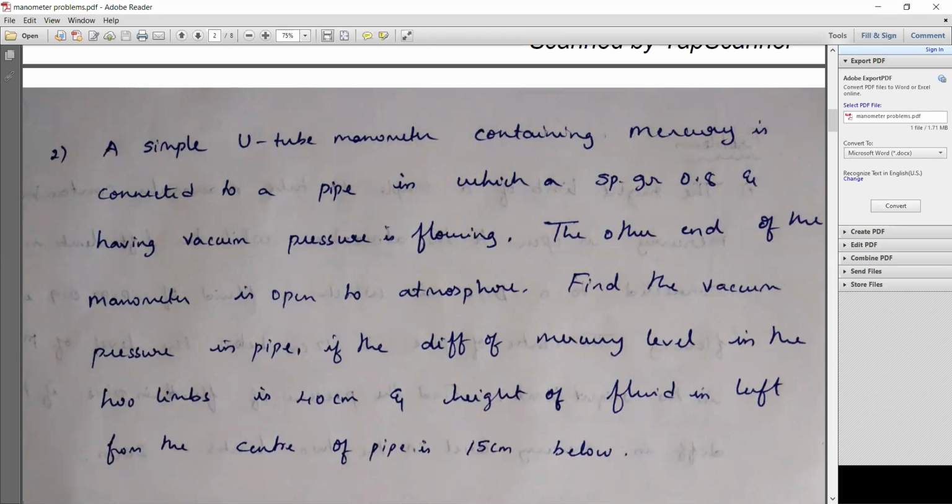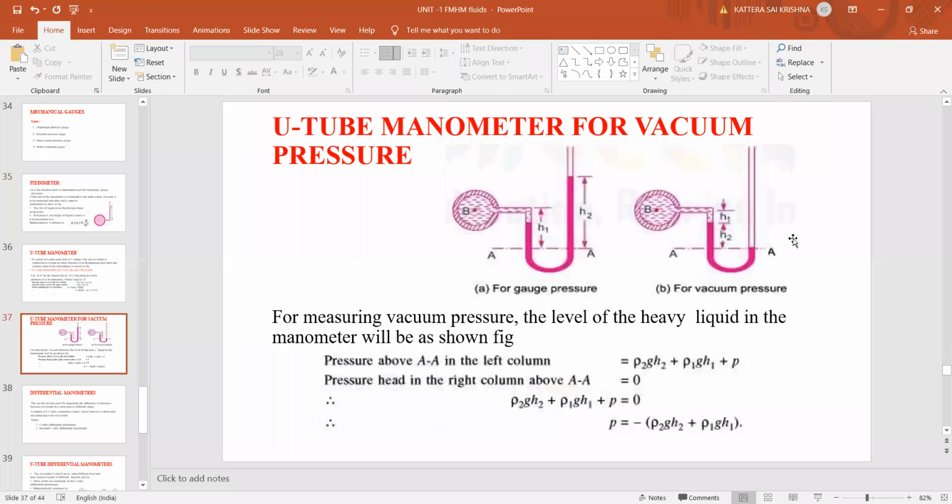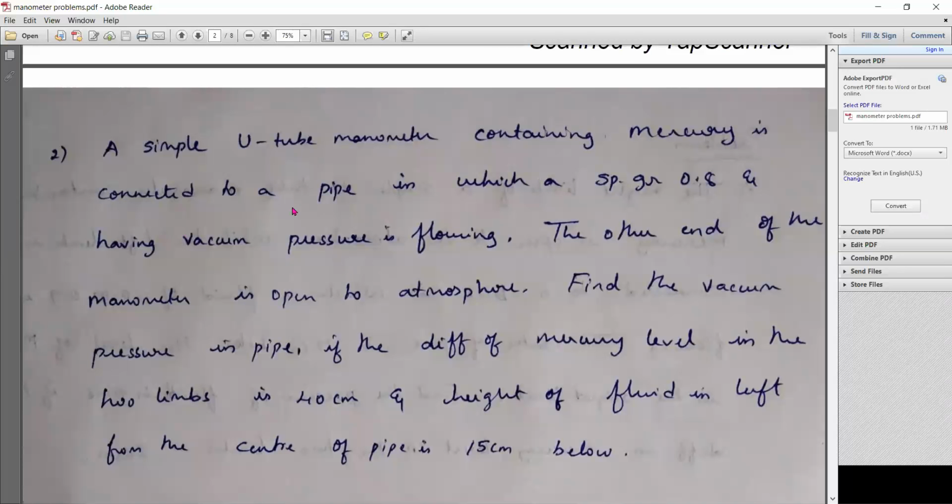Remember that. If you have doubt, I have already shown the figure here. For vacuum pressures, above the datum line, we will not have any pressure here. So that is the thing you need to remember for solving this problem. The other end of the manometer is open to atmosphere.